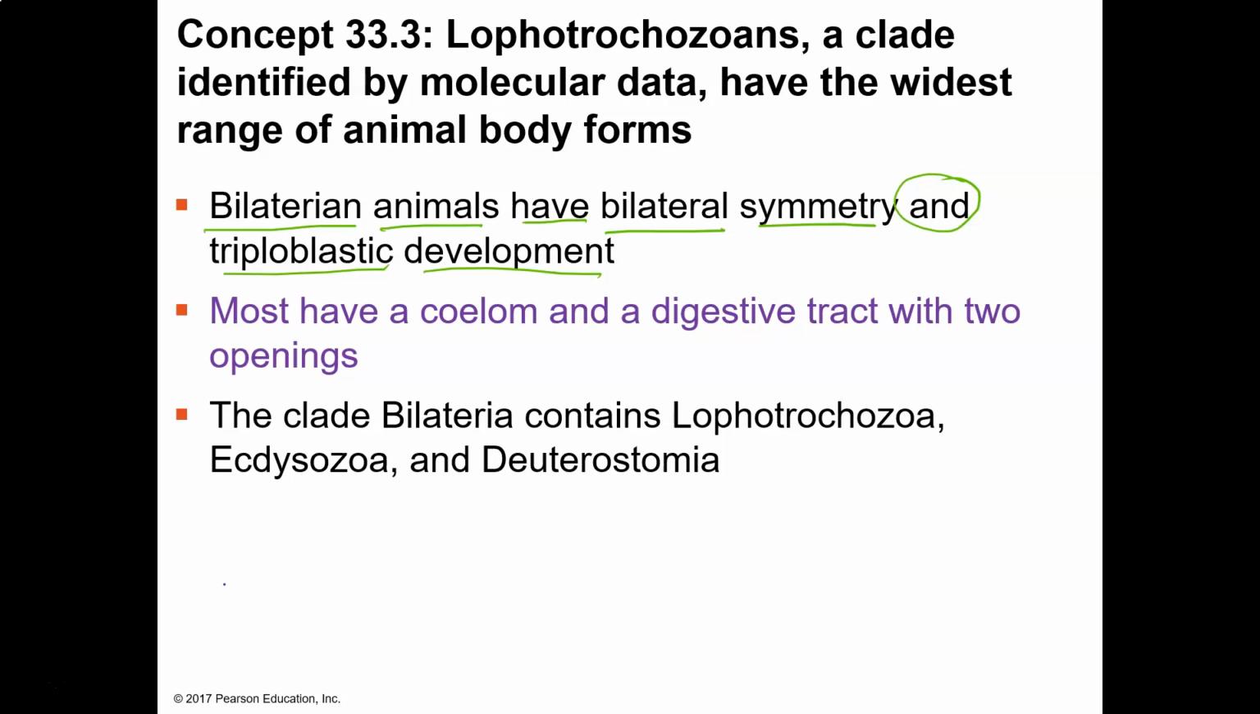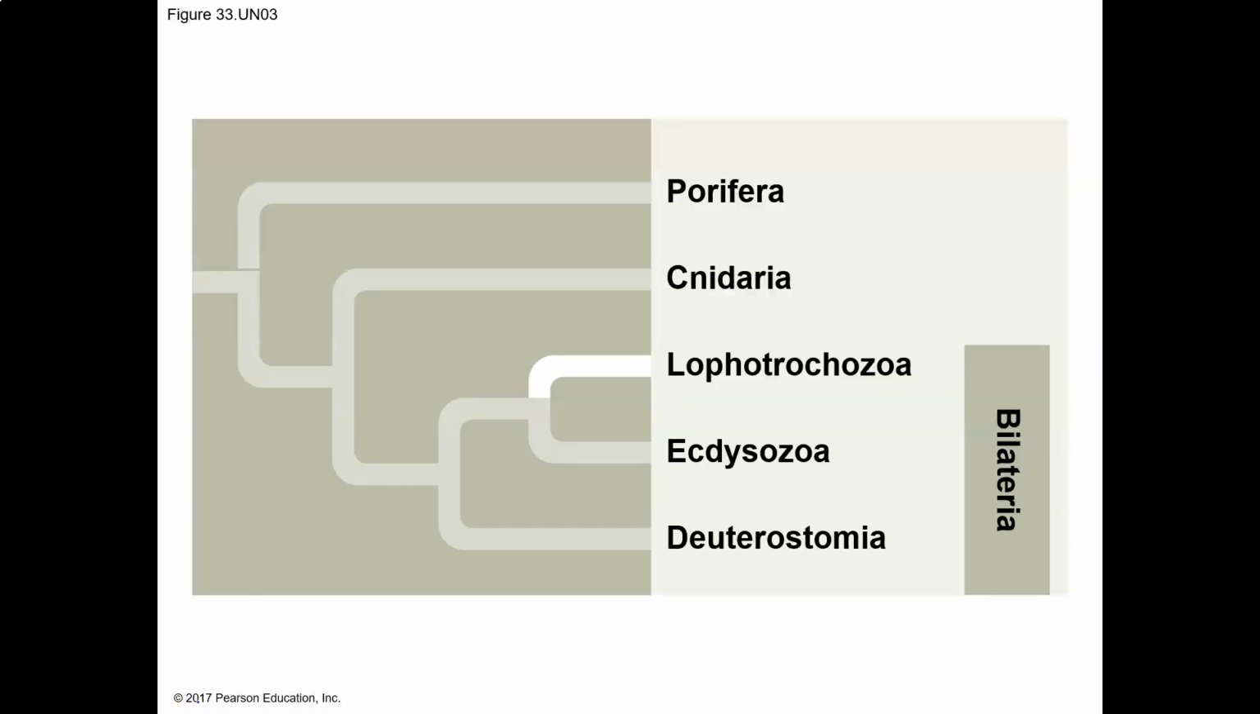And we'll see that this clade includes the lophotrochozoans, the ecdysozoans, and the deuterostomia, all belonging to the bilateria. So we can see that these 3 groupings here, lophotrochozoans, ecdysozoans here, and deuterostomia, all belong to the bilateria.